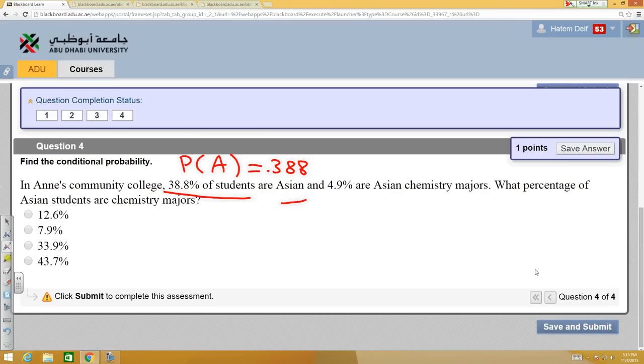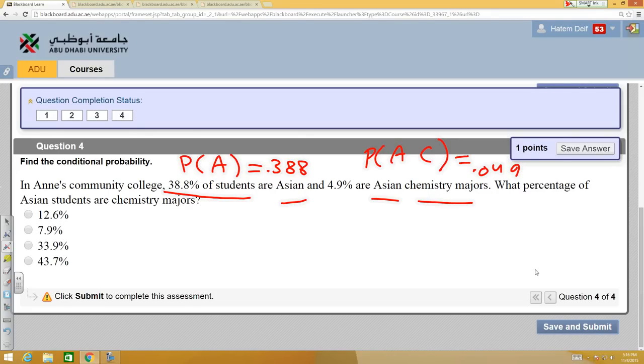Okay, and now it's also telling you 4.9 are Asian chemistry major. Asian chemistry means A and chemistry. That's actually the AND. This is a joint probability. This is two things happening at the same time. So the probability of Asian and chemistry is, again, if you divide this number by 100, 0.049. Be careful, it's not 0.4, it's 0.04.